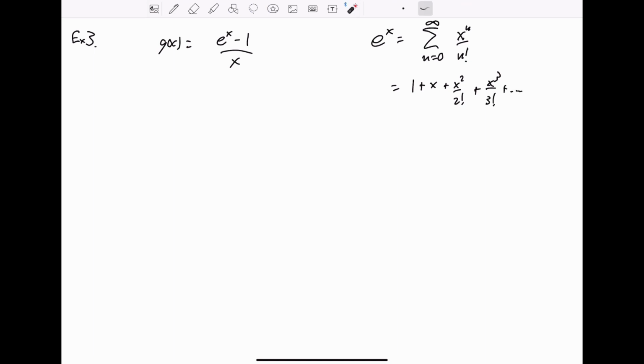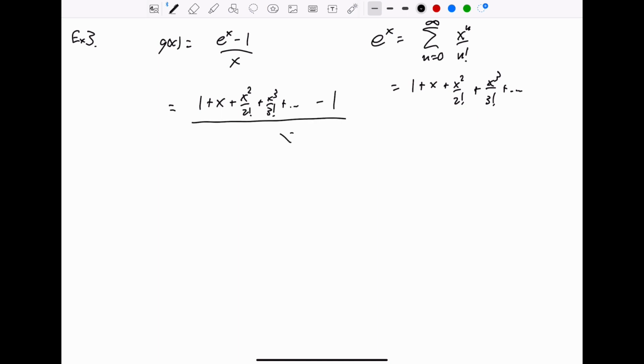So we're going to replace e to the x with the first several expanded out terms so we can see a pattern emerge. So e to the x we'll replace with 1 plus x plus x squared divided by 2 factorial plus x cubed divided by 3 factorial, and we're subtracting 1 and then dividing by x. Since we subtract 1, this initial 1 here just cancels with the minus 1. And then what we're left with in the numerator is the expression x plus x squared divided by 2 factorial plus x cubed divided by 3 factorial, etc.